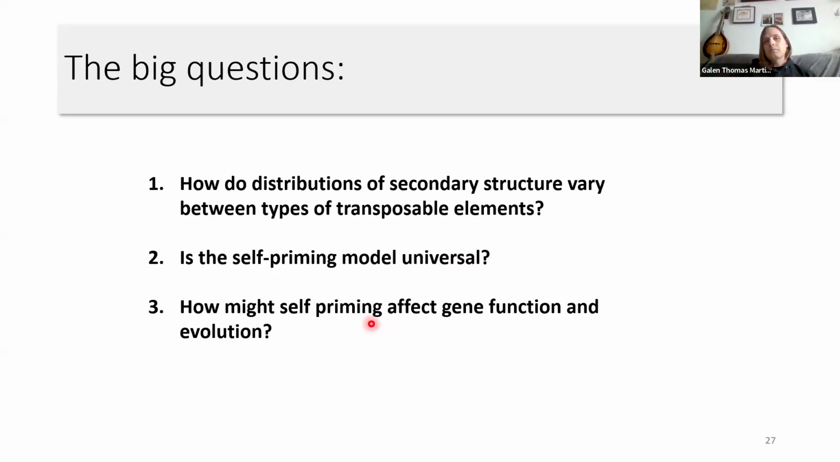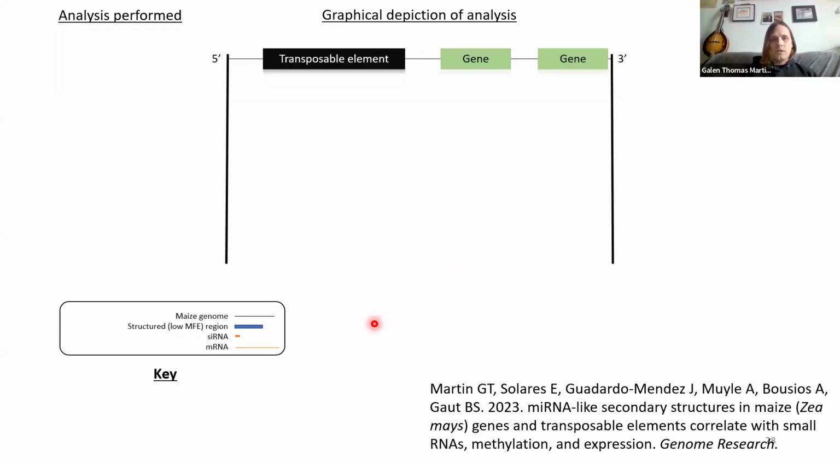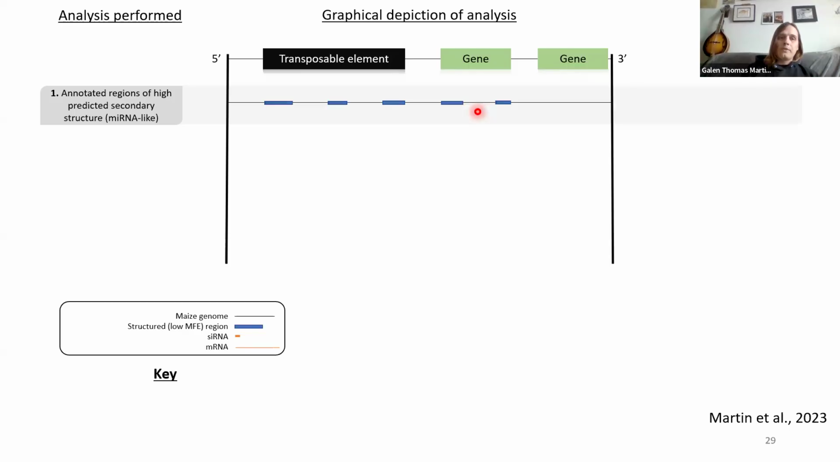Because genes also have some degree of secondary structure. So this is a scheme of the general types of things that we did across this entire project that I'm going to build on. But everything is based on annotations in the maize genome of transposable elements and genes. And the first thing that we did is look for how secondary structure distributions look across these different types of elements, transposable elements, genes, and other things.